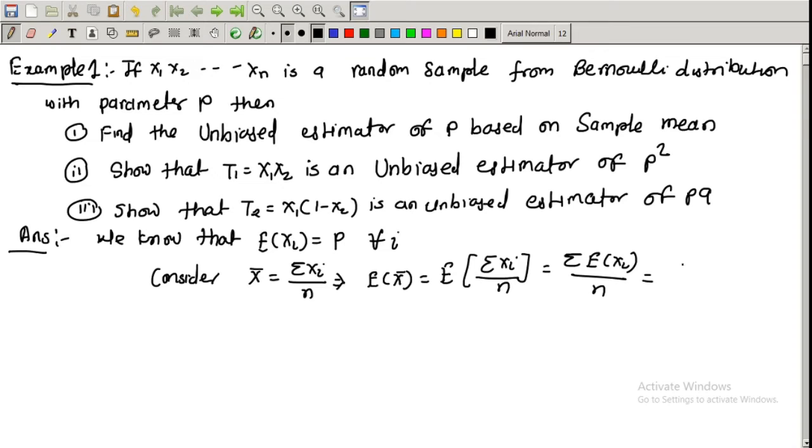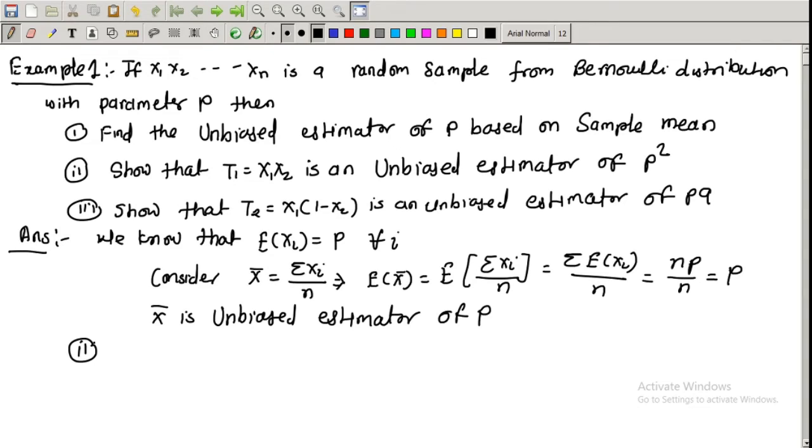Now how many times is p added? n times. So np divided by n, so your answer is p. So x bar is an unbiased estimator of p.